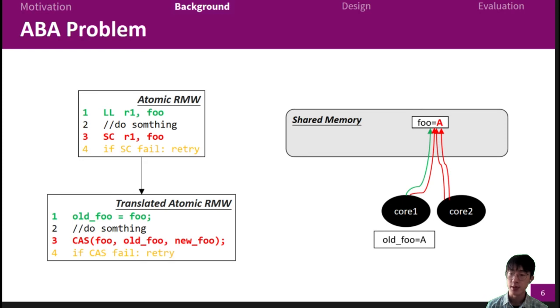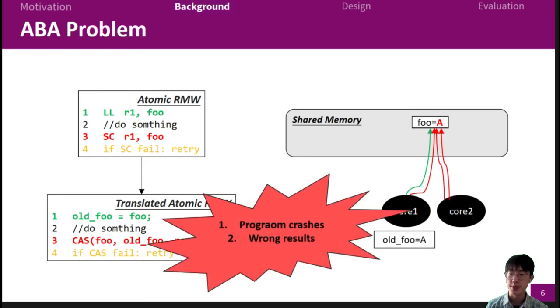The ABA problem may cause double free or deadlock issues that lead to crashes or even return the program with wrong results. You can read our paper for more details about how ABA problems cause crashes.